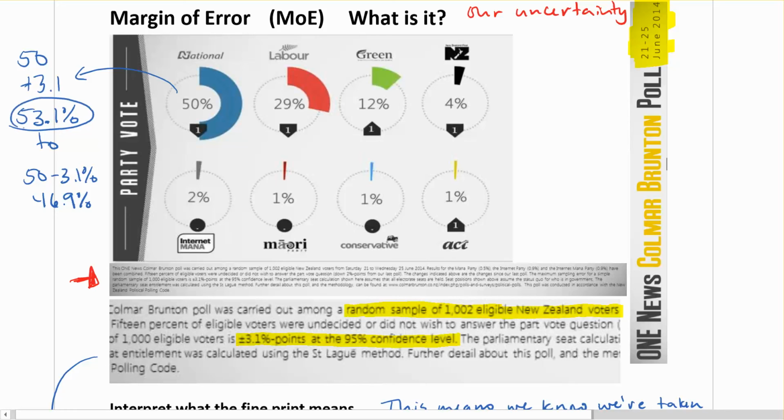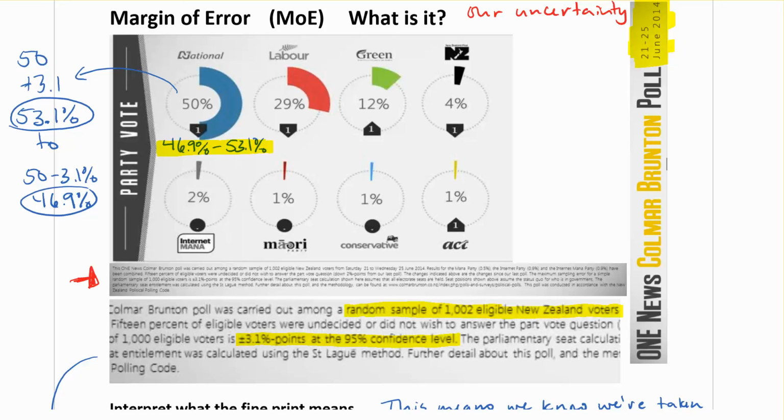So really, we've got a confidence interval where this could have been anywhere between as low as 46.9% to 53.1%. And we're kind of 95% confident that the actual polling result for national is somewhere between that. So again, that's the 95% confidence interval that we would say we're 95% confident that the results for national are actually between 46.9 and 53.1% using that margin of error.